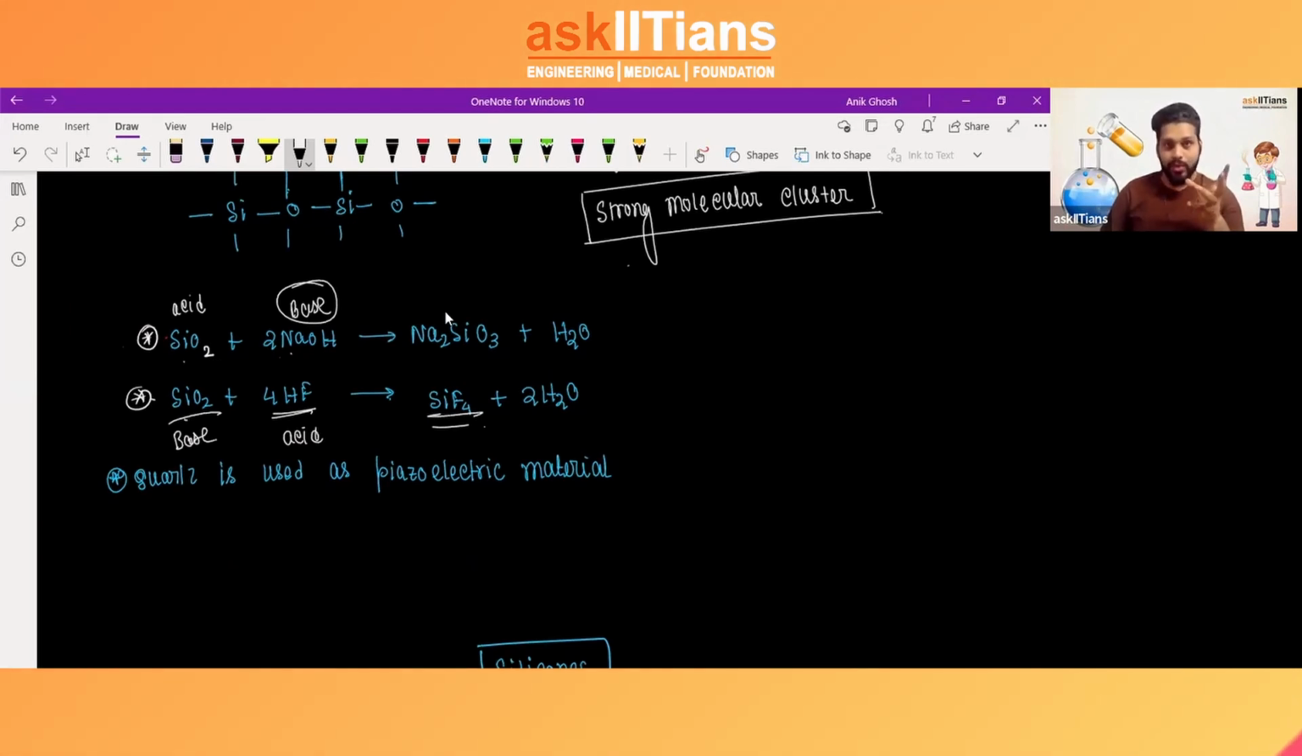Now let's talk about this quartz that we can make through the silicon dioxide cluster. Quartz is a piezoelectric material. That means, guys, it is used in the making of radios or any kind of electrical appliances. Long story short. Now, what is a piezoelectric material? Piezo, TV also you can write. Okay, televisions. Now, what is a piezoelectric material, guys?